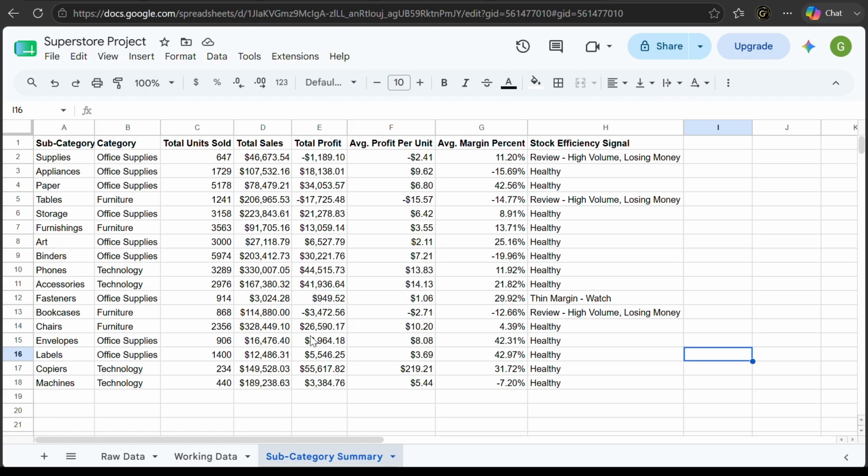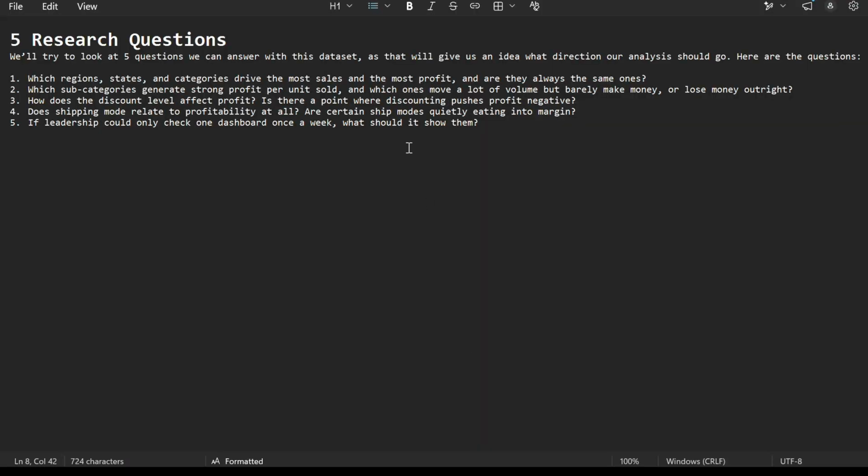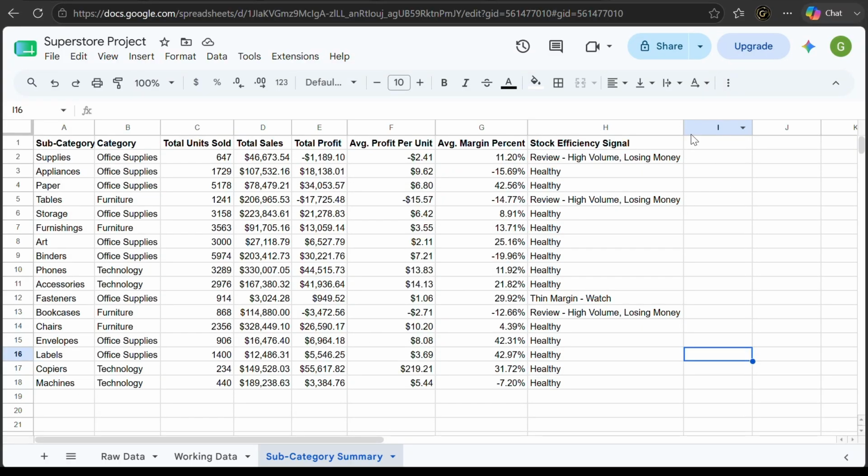So at this point, we can now proceed to try to answer the different research questions that we had. For example, number one, which regions, states, and categories drive the most sales and most profit? Number two, which subcategory generates strong profits per unit sold? The third question is, how does the discount level affect profit? The fourth is, does shipping mode relate to profitability at all? The fifth is, if leadership will only check one chart once a week, what would it show them? So that's what we are going to proceed now to answer.